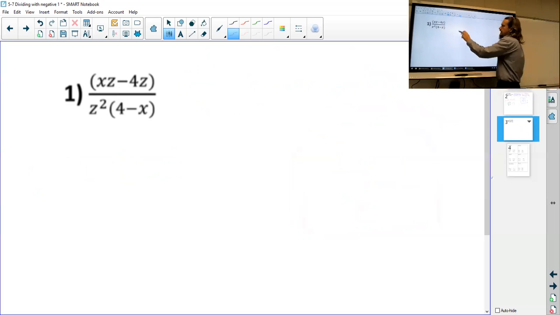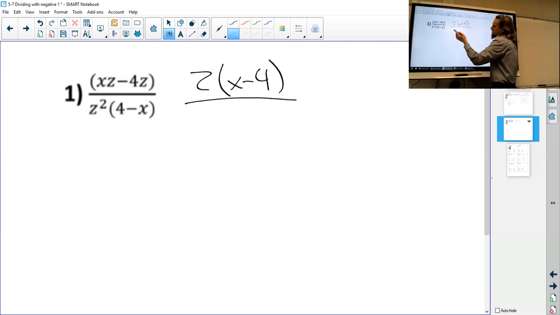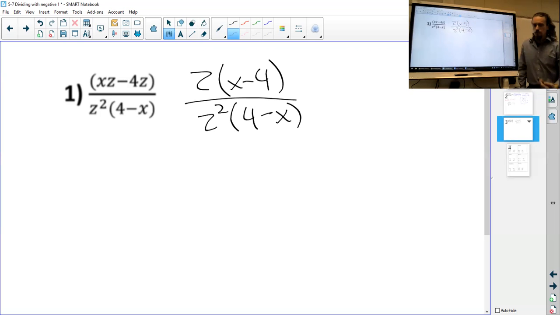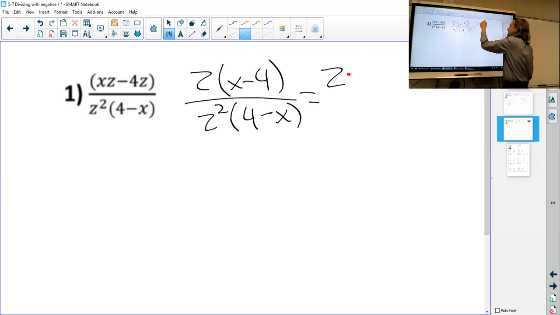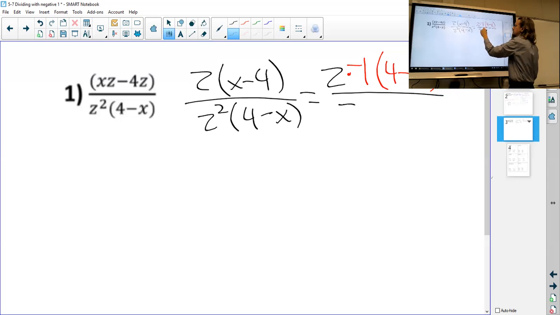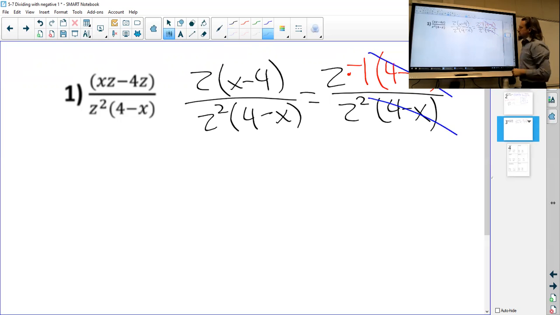Factor out what I can, so I can take a z out from the top, and that leaves me x minus 4. And then on the bottom, I can't factor that anymore, so this is z squared times 4 minus x. So again, same thing. We have x minus 4 and 4 minus x. So I can rewrite this as z times negative 1 times 4 minus x over z squared times 4 minus x. Okay, so in this way, these 4 minus x's, they cancel out.